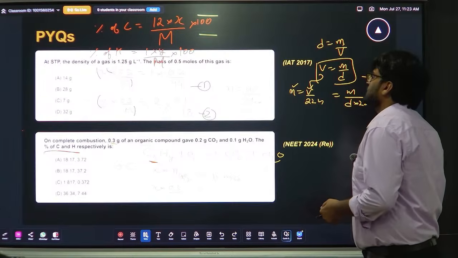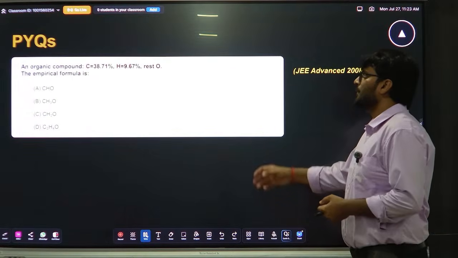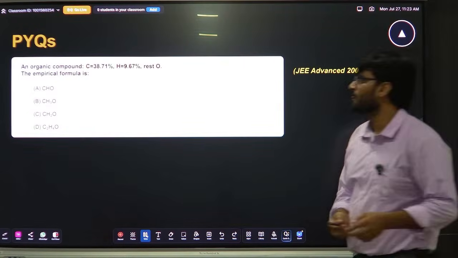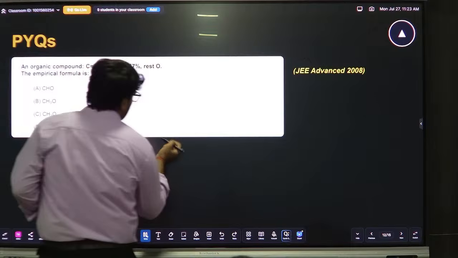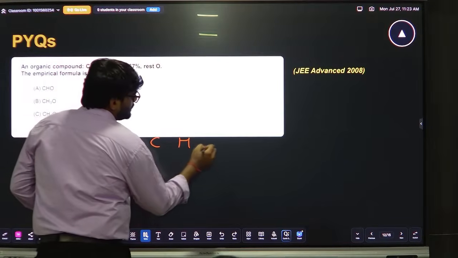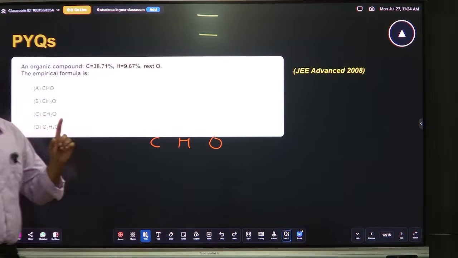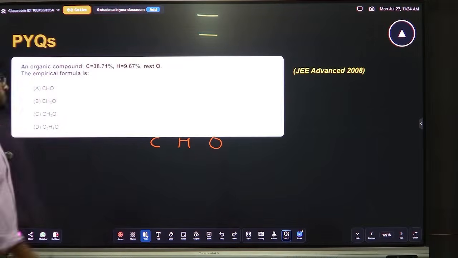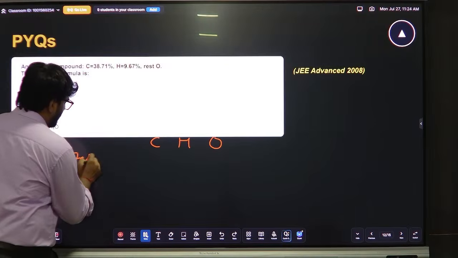So 7 minutes are left. Empirical formula again. You wanted to understand empirical formula, right? So let's say I told you 3 steps to find the empirical formula. First one was to find the number of moles. Step 1 was what?